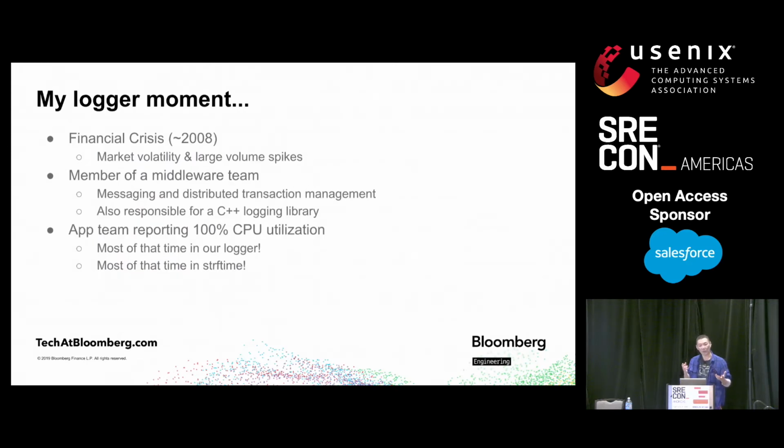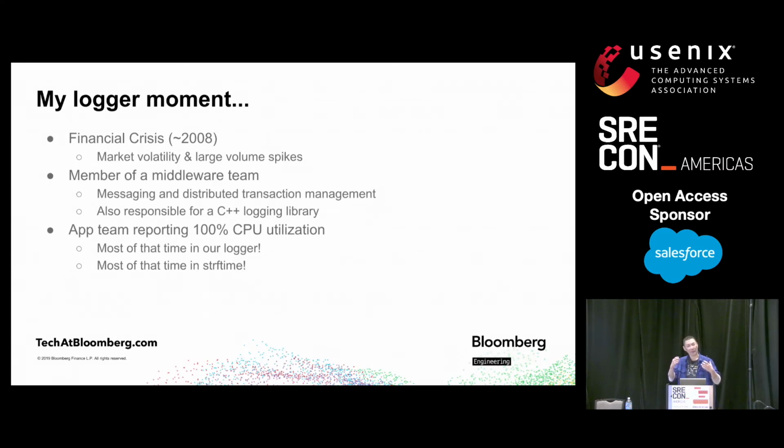This one was over 10 years ago, during the financial crisis. I was a member of a middleware team at a large investment bank. We owned the messaging and distributed transaction management infrastructure that provided the glue for the distributed processing that went on in the company. Apps would take messages off, or produce messages onto, a messaging bus, and update a database. The distributed transaction management would tie the two together and keep them in sync.